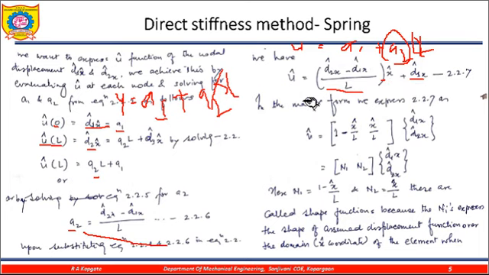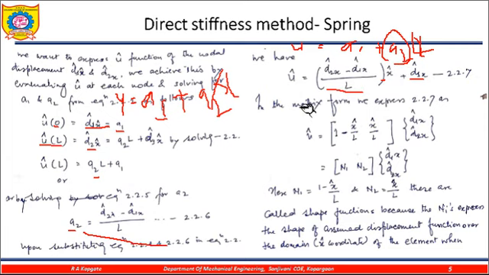Again I am converting this into matrix form: this one is 1 minus x upon l, and this is x upon l, multiplied by d1x and d2x.